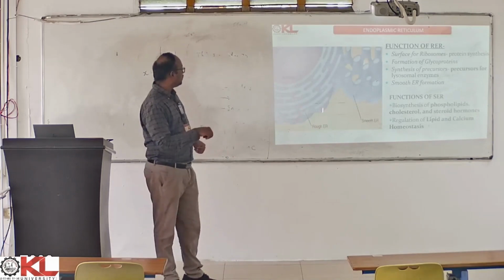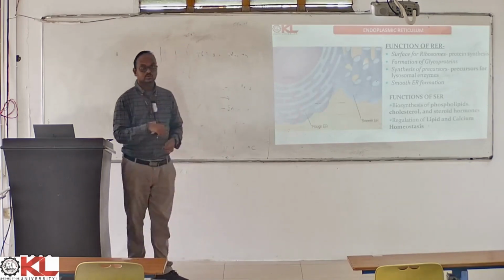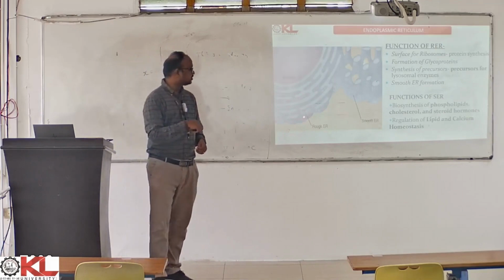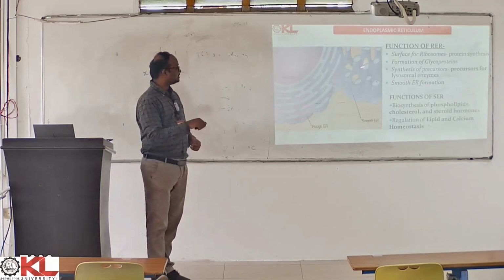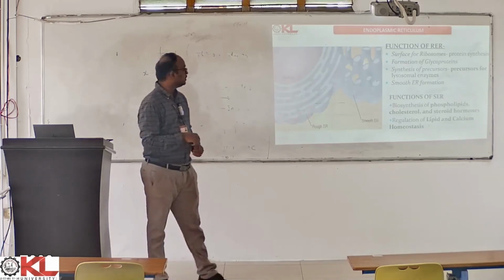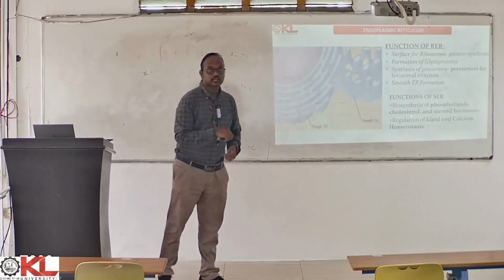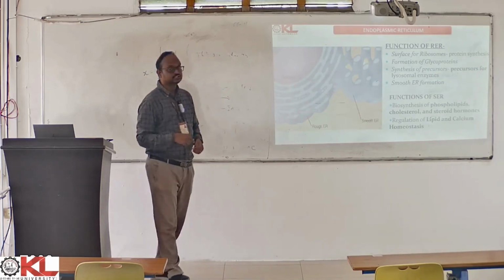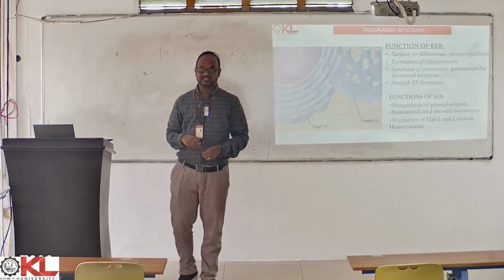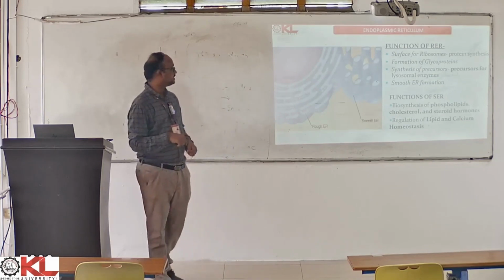And this is called a rough ER because ribosomes are studded on top of the endoplasmic reticulum, and this structure is called smooth ER, which does not have any ribosomes on its top. So let's have a look at what are the major functions of rough endoplasmic reticulum and smooth endoplasmic reticulum.